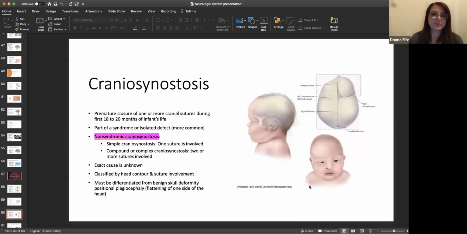Craniosynostosis is premature closure of 1 or more cranial sutures during the first 18 to 20 months of the infant's life. This is part of a syndrome, or it can be an isolated defect, which is the more common occurrence.